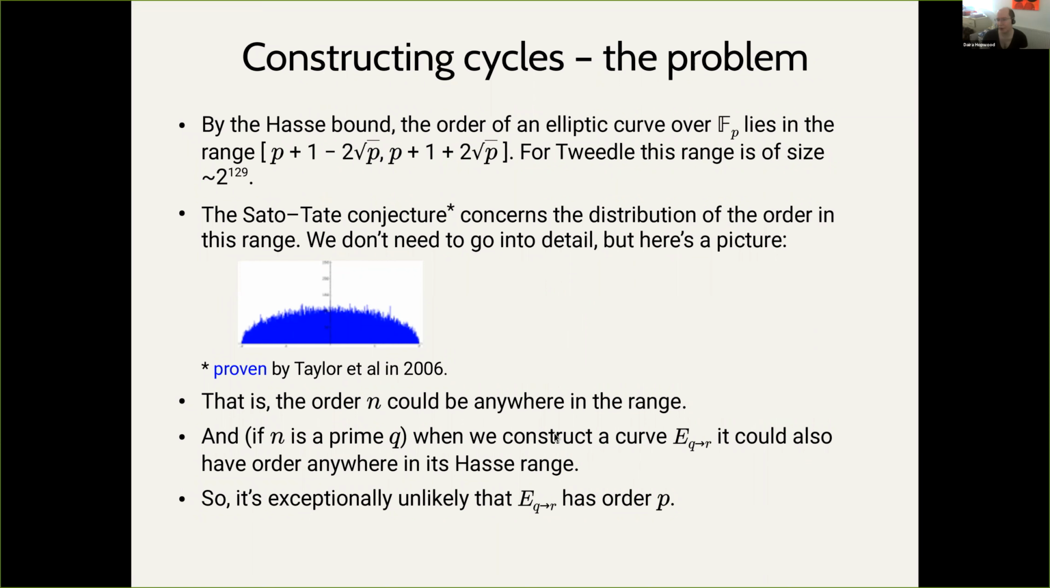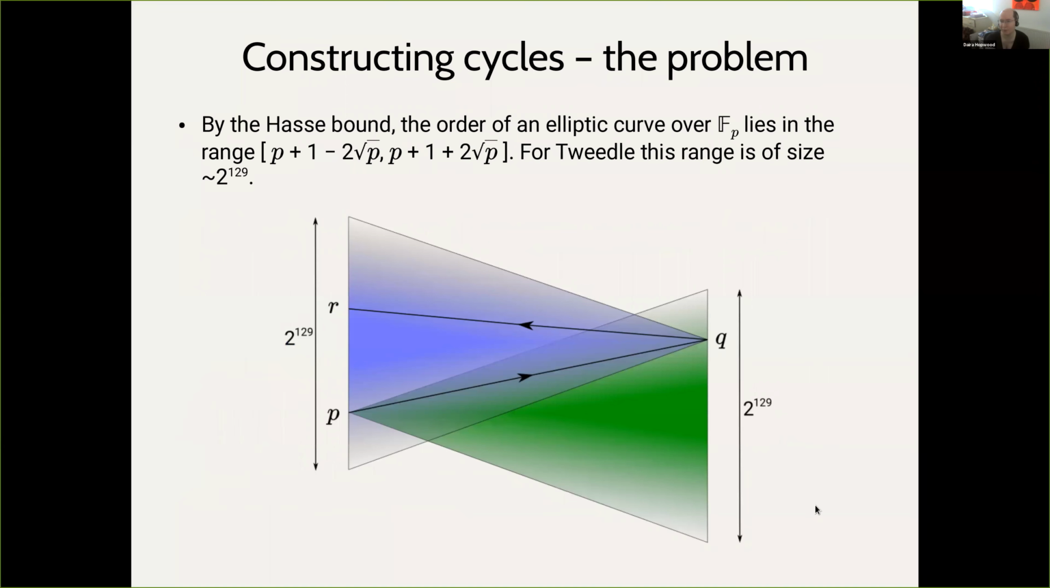And so let's say that our curve over Fp has order n, and that's a prime. So we construct a curve over Fq, which has order r, then it could be anywhere in that range. So it's very unlikely that r equals p. So how do we solve this problem? This is sort of just showing that pictorially. You start with the curve over Fp, go to q, back to r, and these could be anywhere in the range, so it's unlikely that they're the same.